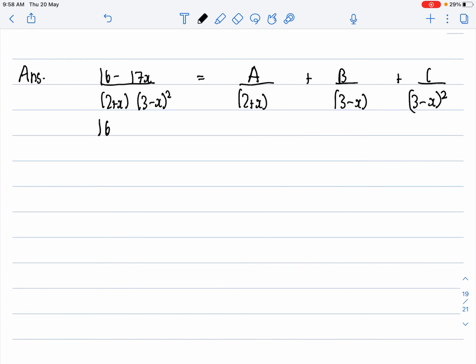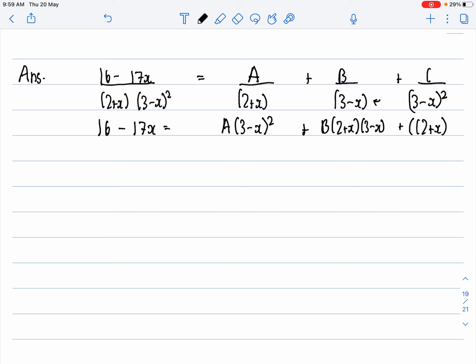So now I can write this as 16 minus 17x equals, I can take the LCM. When I take the LCM, A is multiplied to 3 minus x the whole square, plus B is multiplied to 2 plus x into 3 minus x, correct? Because that's missing here, plus C, not 6, my bad, C will be multiplied to 2 plus x.